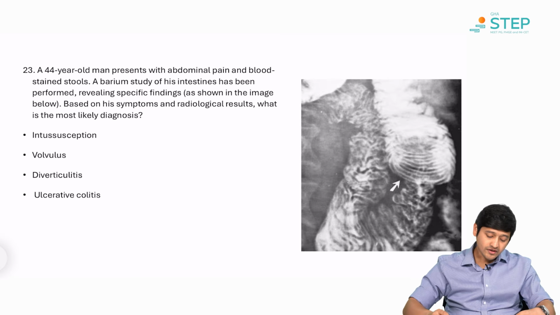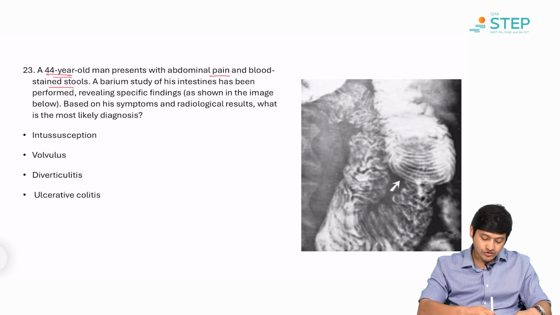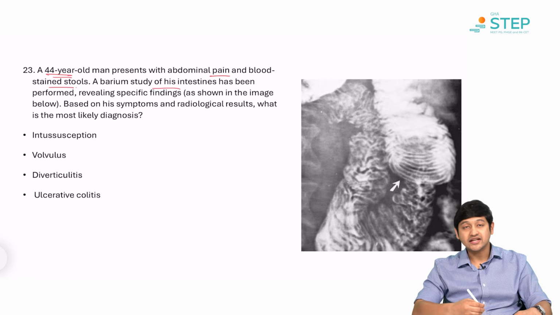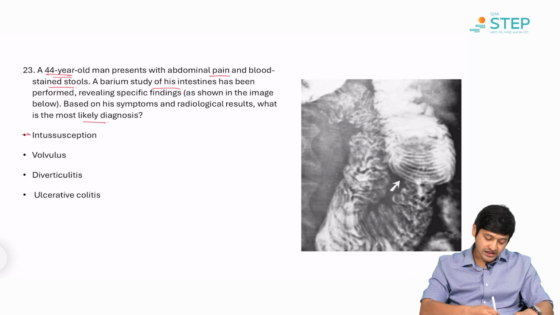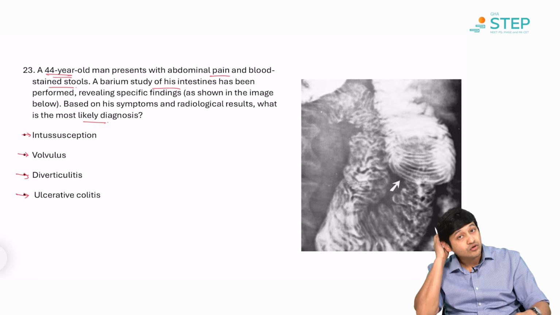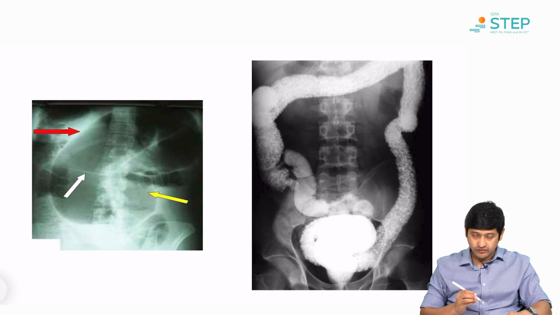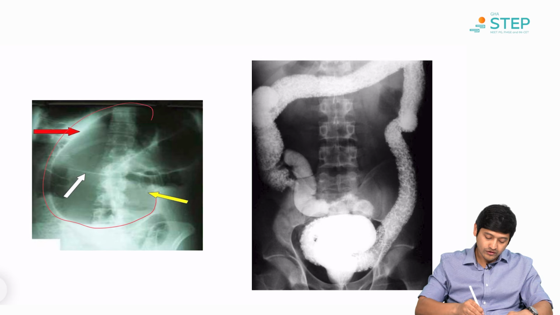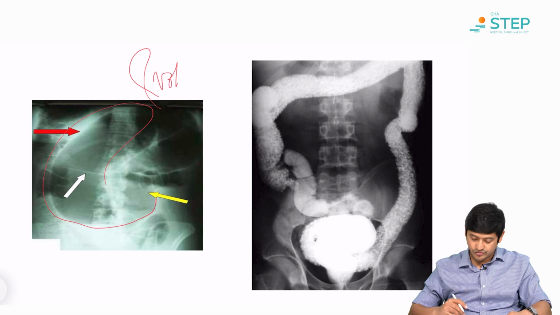Next up, we have a 44-year-old man. He has abdominal pain, blood-stained stools, and a barium study of the intestine has been done. A specific imaging finding is seen. What is your most likely diagnosis? So, our options are intussusception, volvulus, diverticulitis, and ulcerative colitis. Now, when you're looking at the bowel, when you have volvulus, you will see a twisting of the bowel on itself. When you have this sort of twist, this becomes a volvulus. Okay, we don't have any such picture in our image over here.